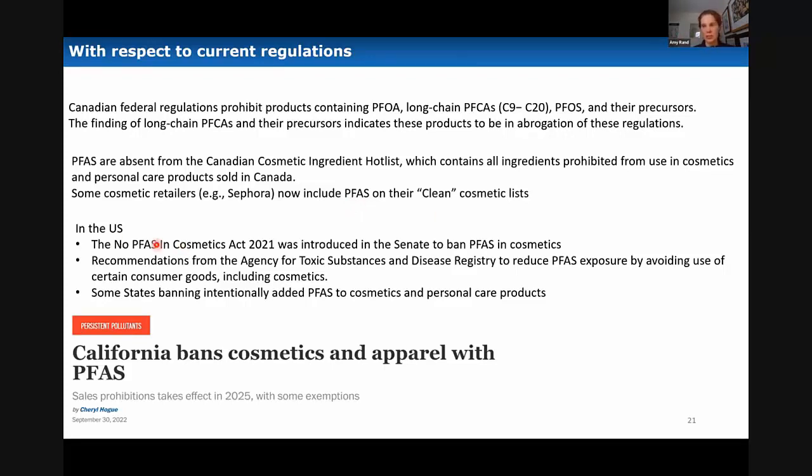Now, in the US, I think there's been more action within this field. So there's been a few pieces of legislation, potential regulations, like the new PFAS and Cosmetic Act introduced to Senate in 2021, as well as the Agency for Toxic Substances and Disease Registry has acted to reduce exposure to PFAS through different consumer goods like cosmetics. And some states like California are now banning intentionally added PFAS to these products.